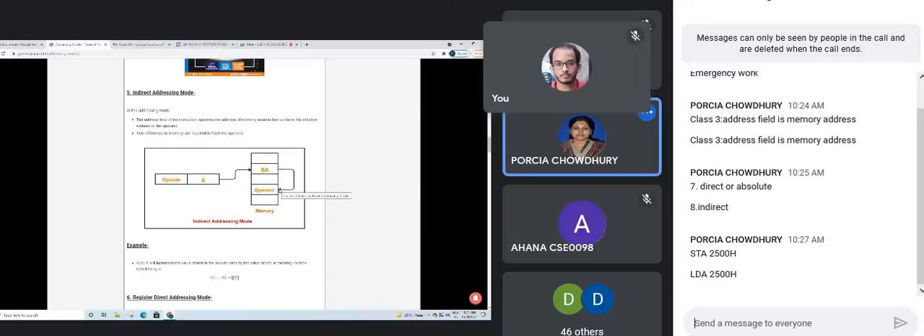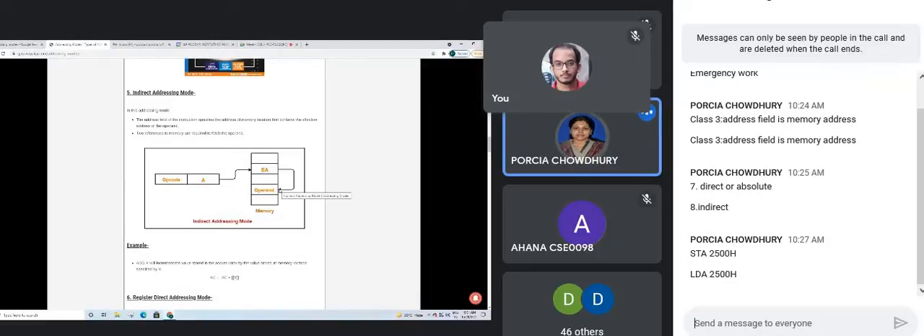What is an example of registered direct? That is ADD R1, R2. That means you have to add the values of the R1 register with R2 and the result will be stored in the R1 register. And what is the example for direct addressing mode? What we just discussed, STA 2500H. That means you have to go to the location 2500H, fetch the operand, and store that value into the accumulator. So that is the difference between direct addressing mode and registered direct addressing mode.